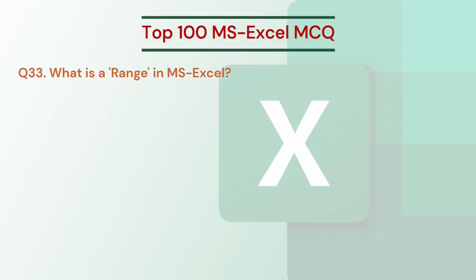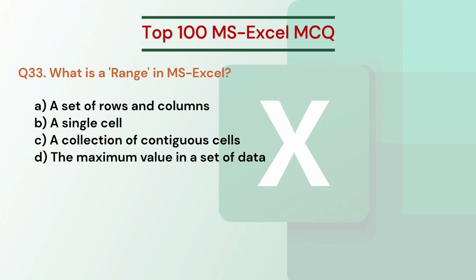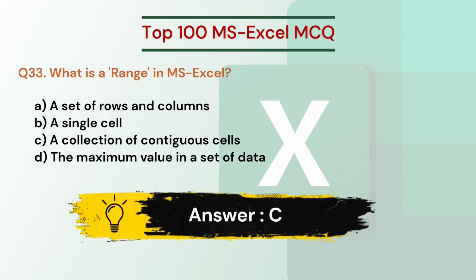What is a range in MS Excel? A. A set of rows and columns. B. A single cell. C. A collection of contiguous cells. D. The maximum value in a set of data. Correct answer is C. A collection of contiguous cells.